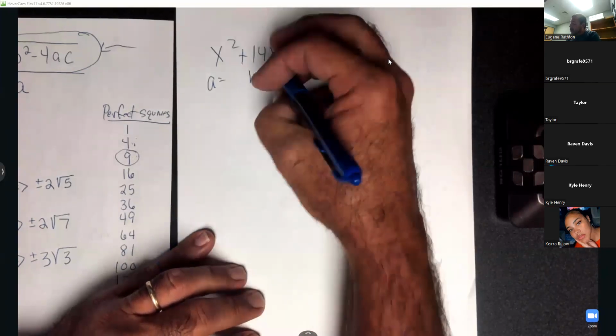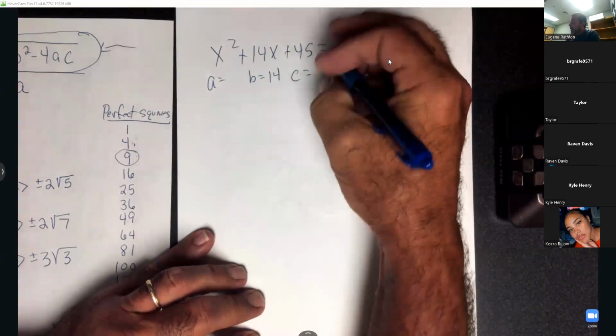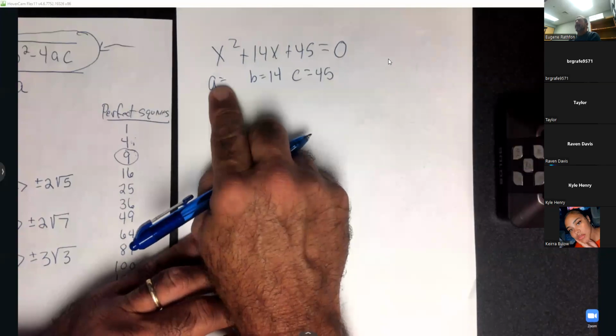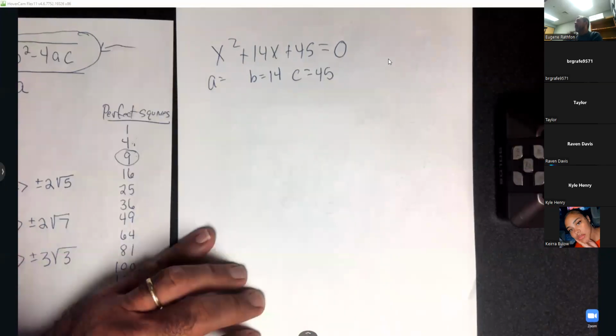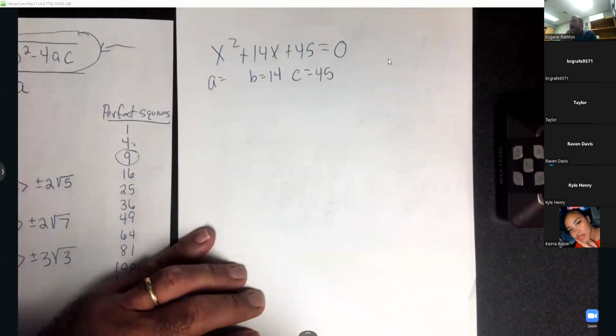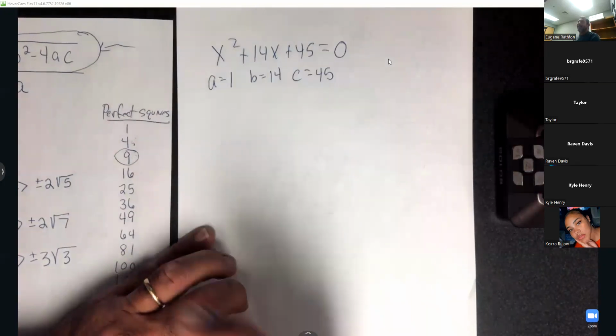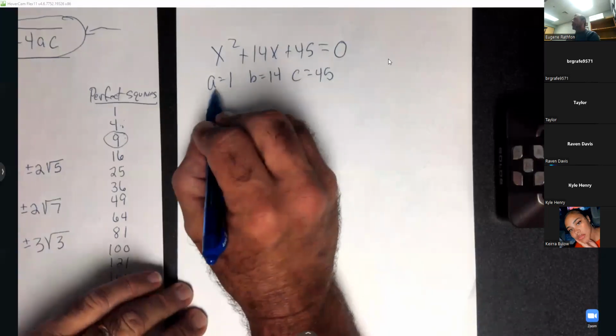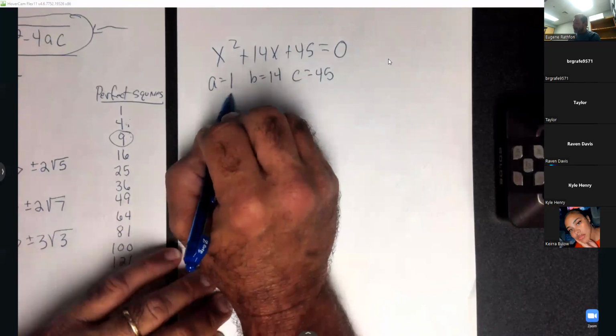So I will say B is 14. C would be the 45. What is A? I do not have a number in front of the x squared, so what's that make my A? All right, oh, 1. Remember, if that were a 0, that thing would be gone, right? 0 times x squared would be gone. So remember, that is a 1. Anytime there's not a number there, it's got to be a 1.